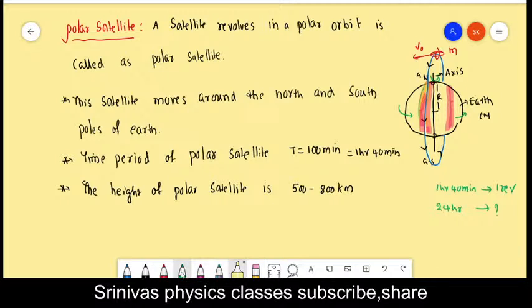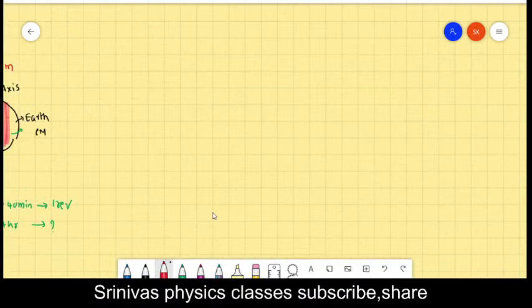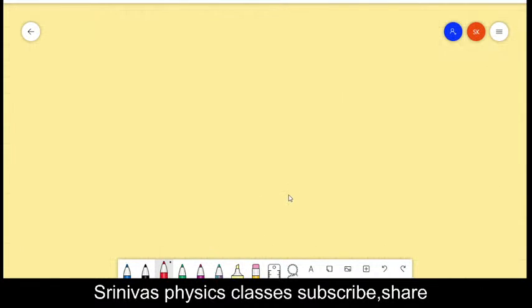Right. And next we will go for the uses of the polar satellite. In one day, it will cover the full Earth. But a geostationary satellite completes one revolution in one day, and in one revolution it will cover the total Earth because it is at a very large height. But the polar satellite is at a much lower height. In one day, it also covers the total Earth surface.